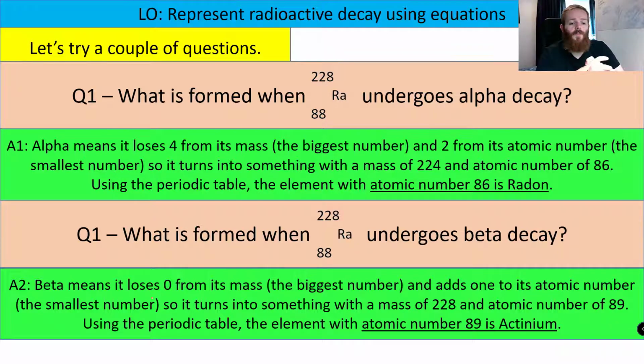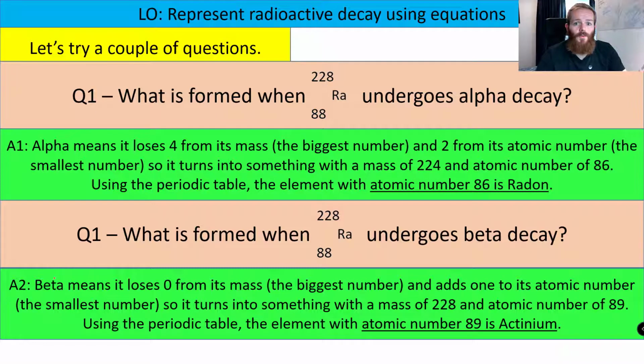So it turns into something with a mass of 228 and an atomic number of 89, because obviously 88 has gone up by 1, it's gained an extra proton. And using the periodic table, it says it's actinium there, let's just check. Atomic number 89 is just there, and that is actinium. I don't think you can even see my phone there, but hey ho.